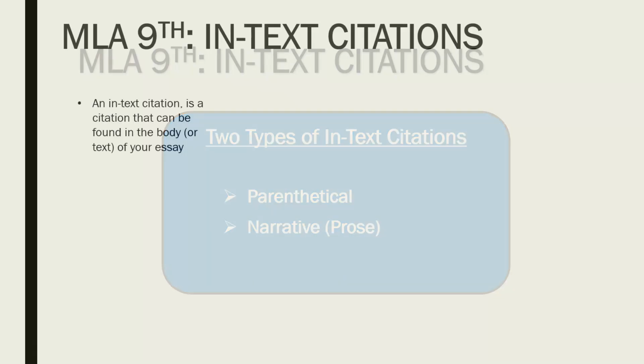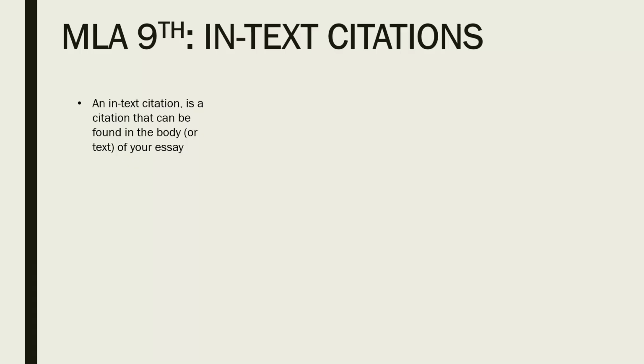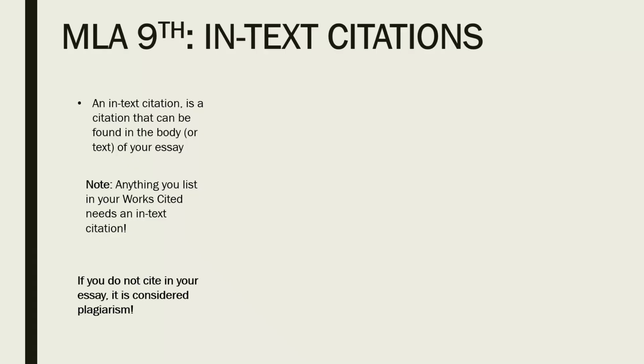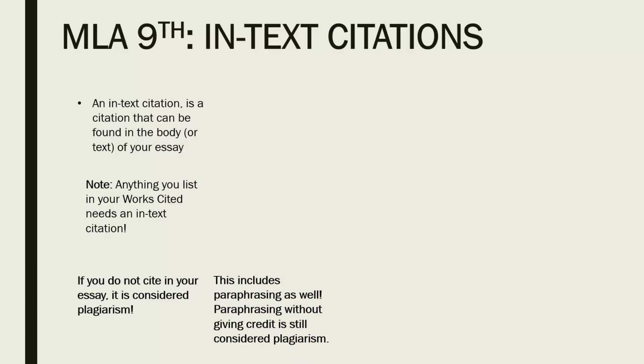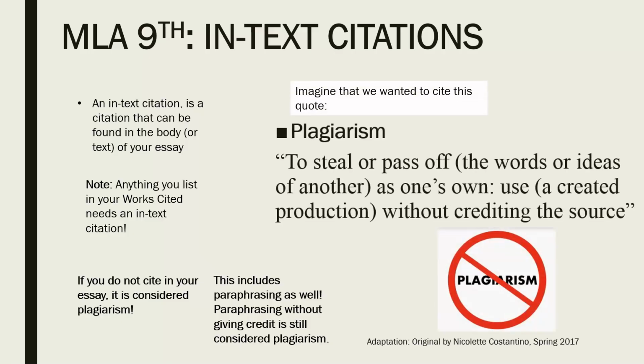As you recall, an in-text citation is a citation that is found in the body of your essay. Anything you list in the works cited page needs an in-text citation. If you do not cite a source in your essay, it is considered plagiarism. This includes paraphrasing too. Now, let's imagine that we want to cite this quote: Plagiarism is to steal or pass off the words or ideas of another as one's own. Use a created production without crediting the source.